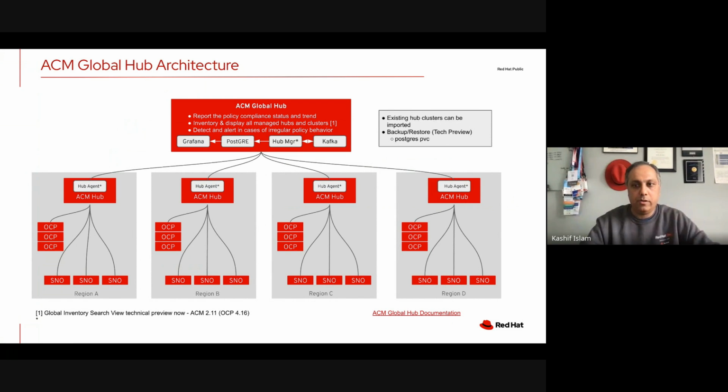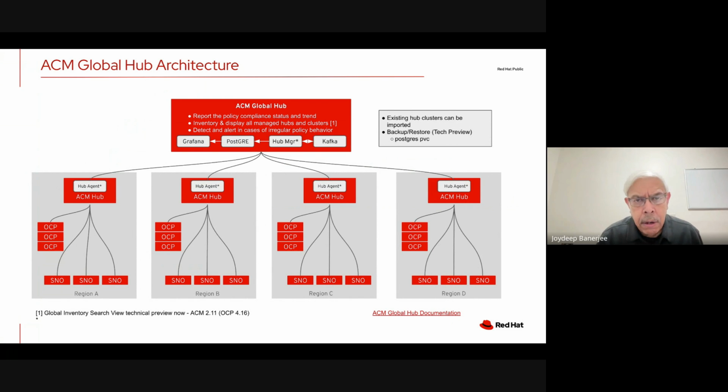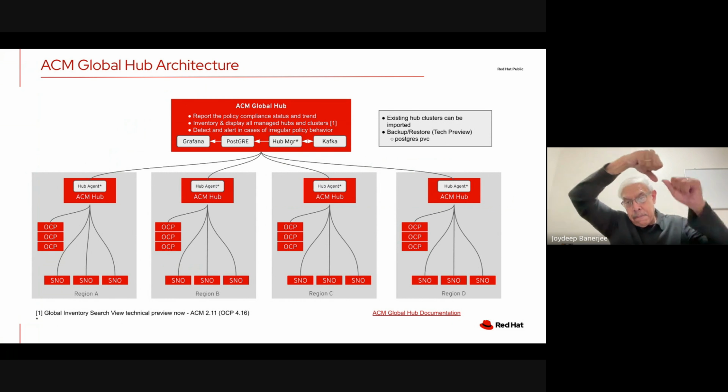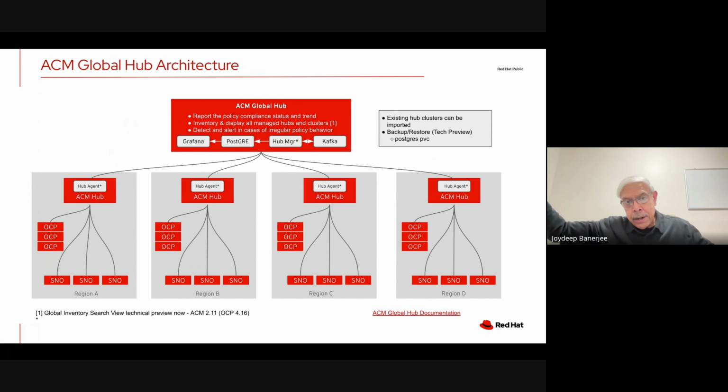That makes absolute sense from a scale perspective. Right. And there are a few other components here. Grafana, Postgres, Manager, Kafka. Let's not go into the details of that. Suffice to say what Brad already mentioned, in the ACM global hub, there is a multi-cluster global hub operator, which is shown as a hub manager here, which manages this whole deployment. Having said that, Jorge, why don't you pick up and show what you got?